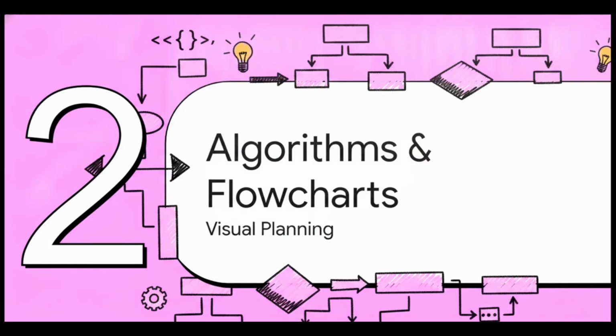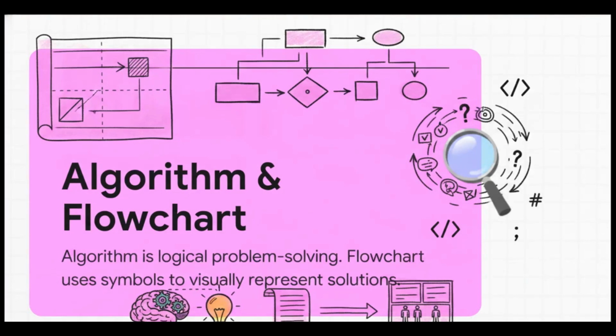Section 2. Algorithms and flowcharts. Now, what's really interesting about this next step is how we transition from abstract thinking to visual planning. So, what are our blueprints? Well, an algorithm is basically your logical problem-solving approach. It's the raw, step-by-step logic needed to solve an issue. A flowchart, on the other hand, takes that exact algorithm and uses standardized symbols to visually represent it. Think of the algorithm as your written script and the flowchart as the visual storyboard. These blueprints let us lock down our logic way before we start worrying about the specific rules of C.